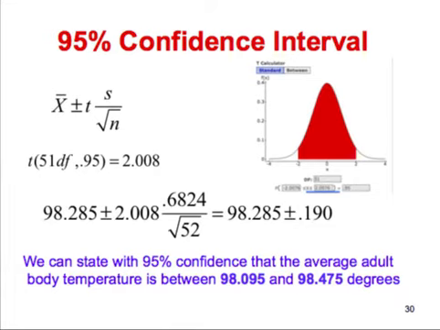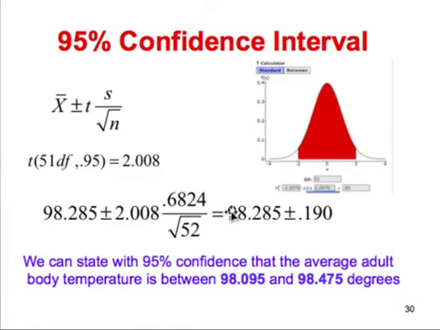The first step is to use the online t-calculator to determine the appropriate critical t-value. We have 52 subjects and hence 51 degrees of freedom. The confidence level is 95%, so the area between will be 0.95, and we'll make sure the between is checked off. The calculator reports back a value of 2.088.